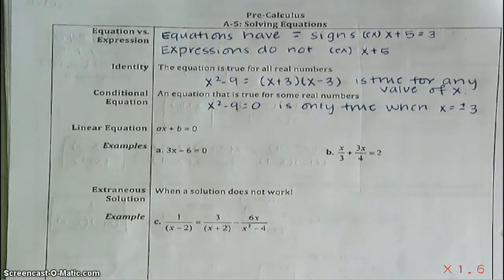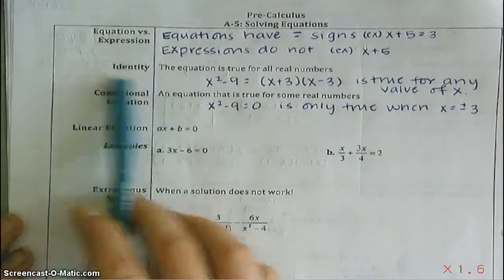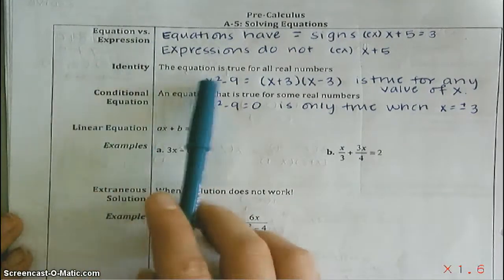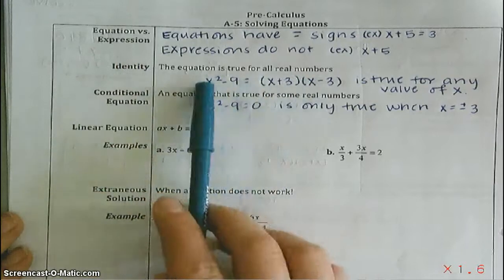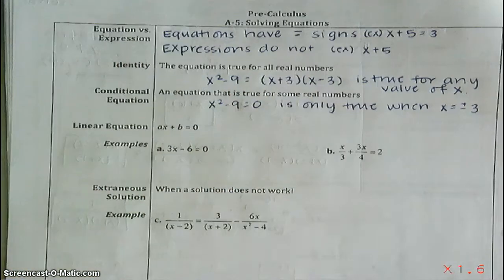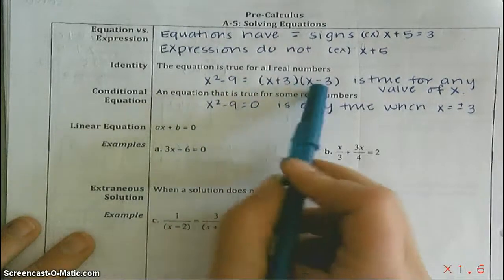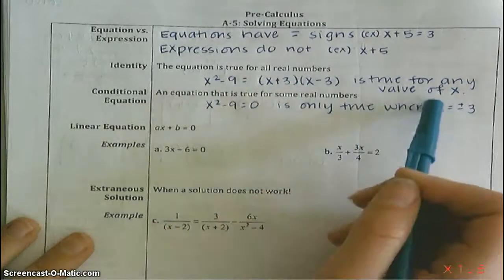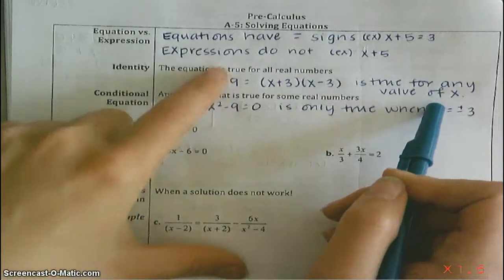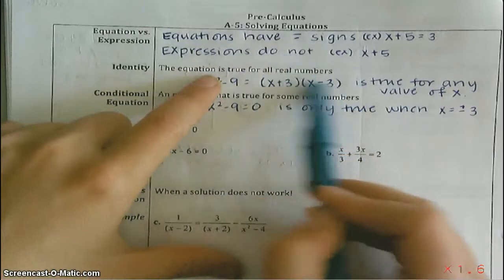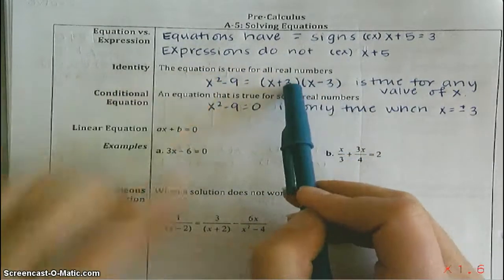Some other things you should know about when dealing with equations is that sometimes you'll have an identity equation, which means that the two sides on the left and right of the equal sign are going to be equal to each other. For example, x squared minus 9 is equal to x plus 3 times x minus 3. This is going to be true for any value of x. So you could put in 2 on this side, and it should equal what you would get if you were to put 2 on the other side.